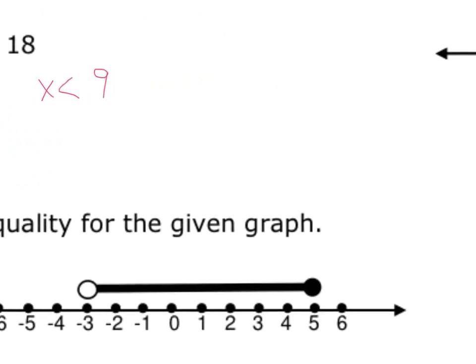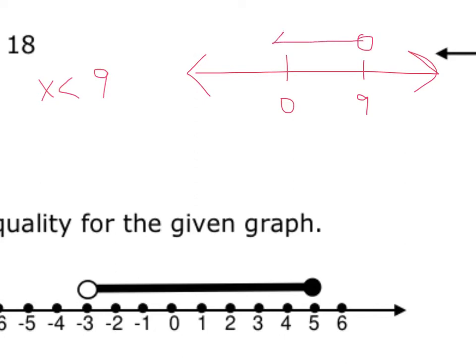Now I'm going to graph that. So say 0 is here, 9 would be on this side. And the values of x are less, so open circle, not equal to, right? And then the values are less than that, so we move to the left to get less.